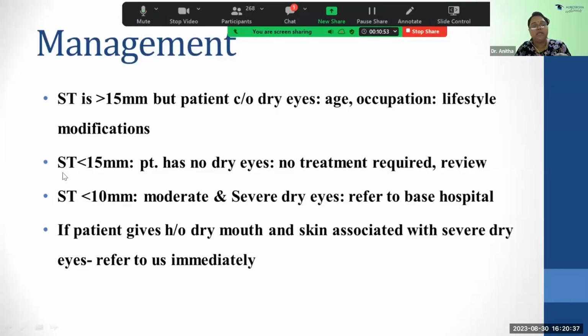So if the Schirmer's test is more than 15 mm, the patient has no dry eyes, no treatment is required. Just ask them to review. And if the Schirmer's test is less than 10 mm, it comes under moderate to severe. So refer the patients to base hospital. They need other modes of treatment like punctal cautery and anti-inflammatories, etc. If the patient gives history of dry mouth and also dry skin, this is a severe case of dry eye, which has to be referred very much immediately.